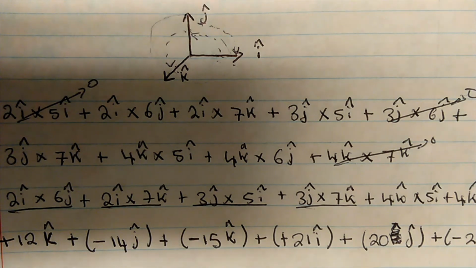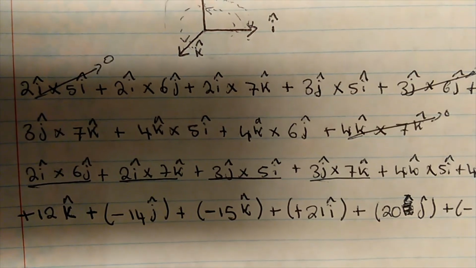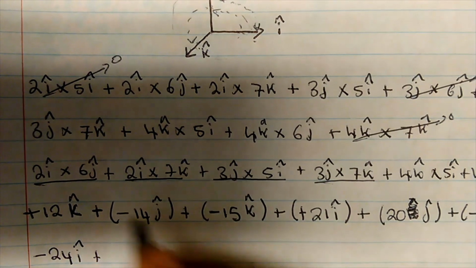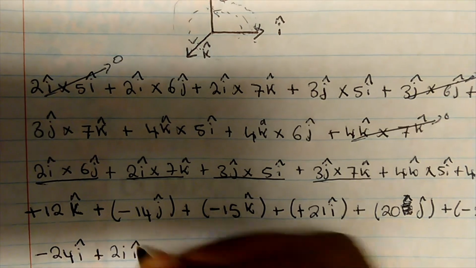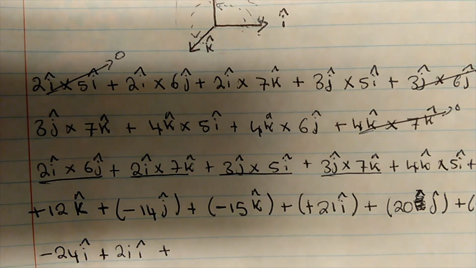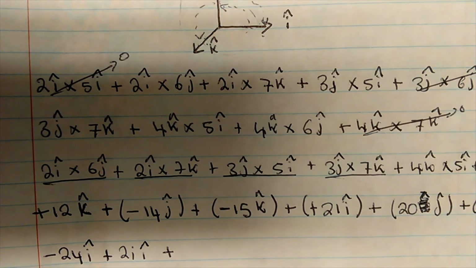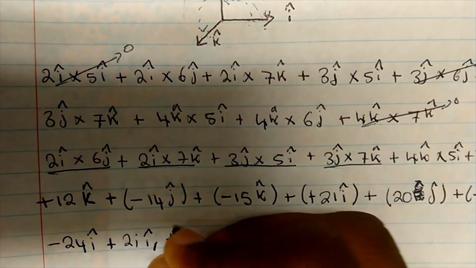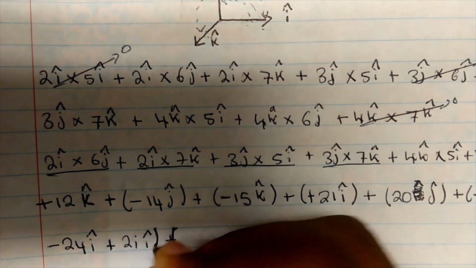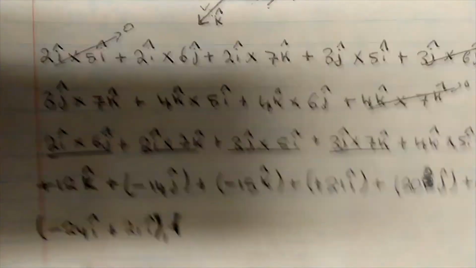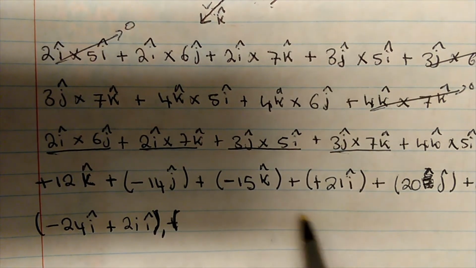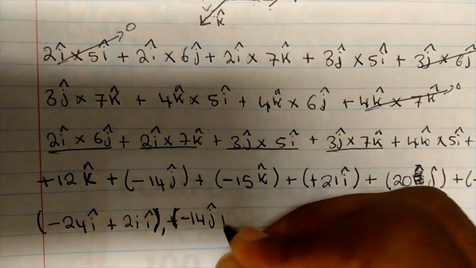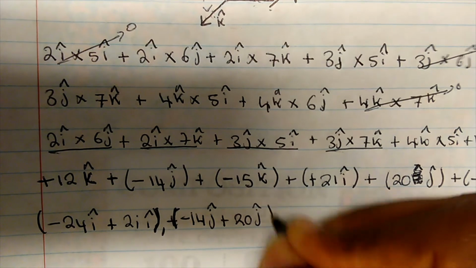And now that we've pretty much have everything, we're just going to group like terms. So you could see I have a negative 24 I hat. Okay. I'm going to add that to a positive 21 I hat. Now we're looking at J hat. I'm doing my commas. So there's one vector, there's I hat. So now let's look at J hat. We have negative 14 J hat. Okay. And we add a plus 20 J hat, comma.